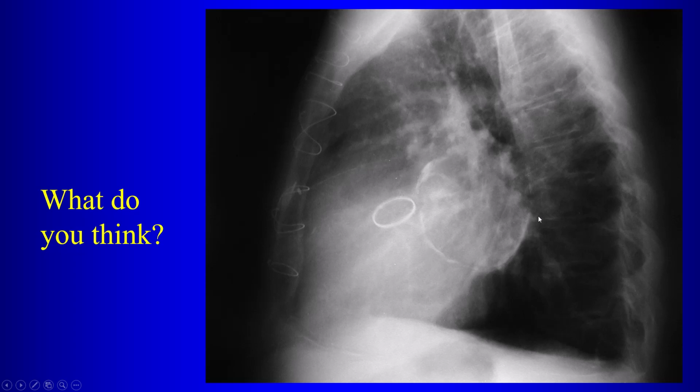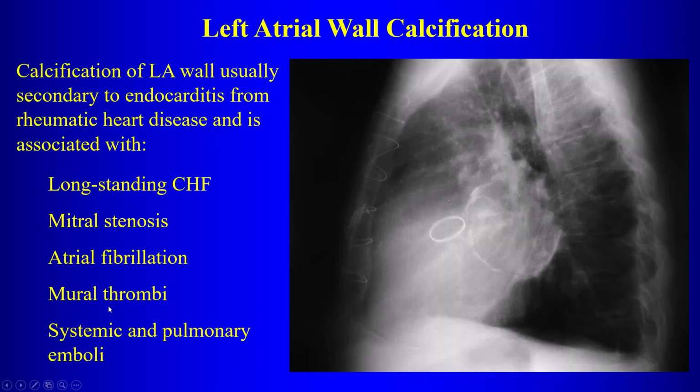Okay, now in this lateral chest radiograph, we see this curvilinear calcification. So what is calcified here? Well, this is calcification of the left atrial wall. And calcification of the left atrial wall is associated with rheumatic heart disease and also associated with atrial fibrillation in those patients. So it's usually secondary to endocarditis from rheumatic heart disease. It's associated with CHF, mitral valve stenosis, atrial fibrillation.